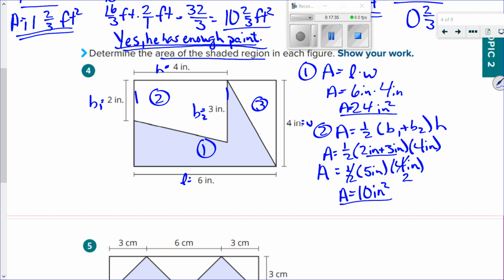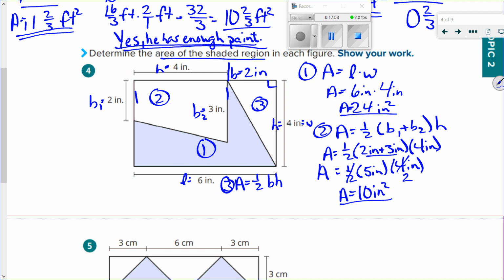Now I have my third shape. This one is a triangle. So area is 1/2 the base times the height. This one's a little more complex because here's my right angle. They gave me one of them. They didn't give me the other. But I know the whole thing is 6. Up to there is 4. That means that this is 2.